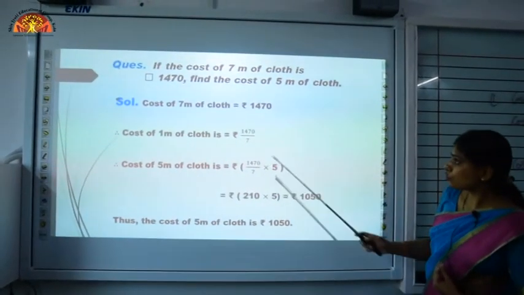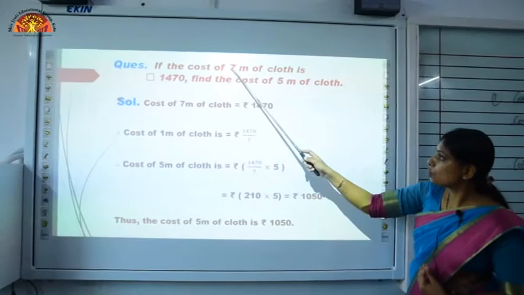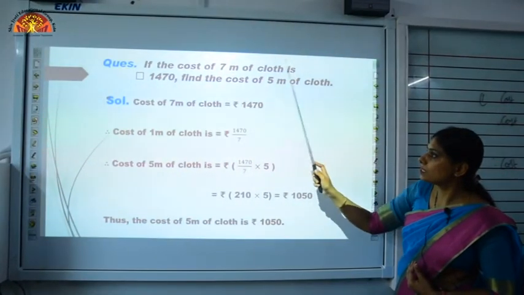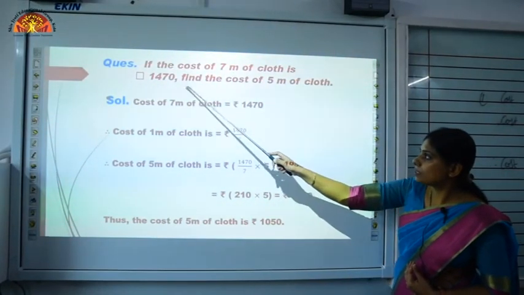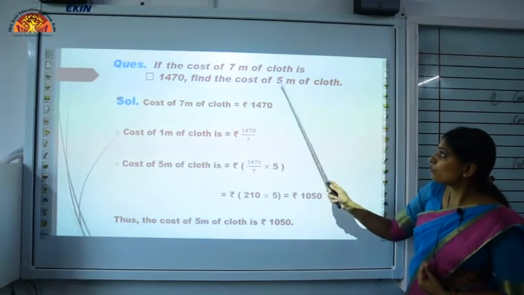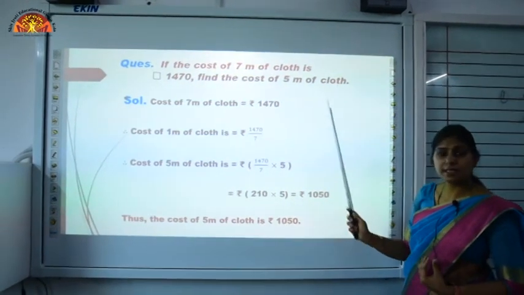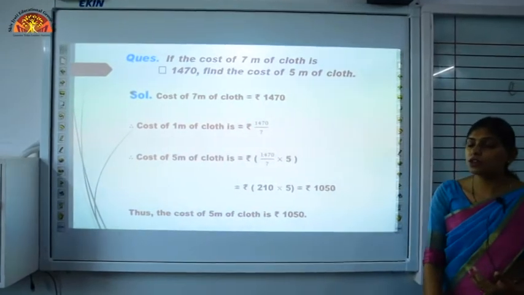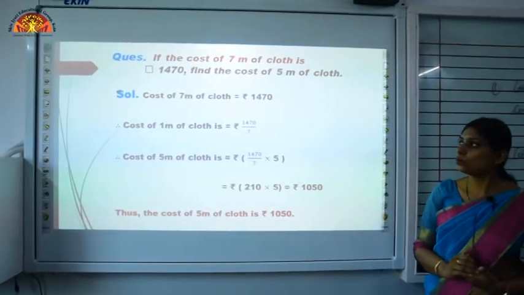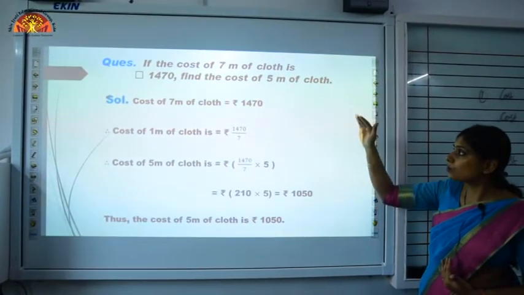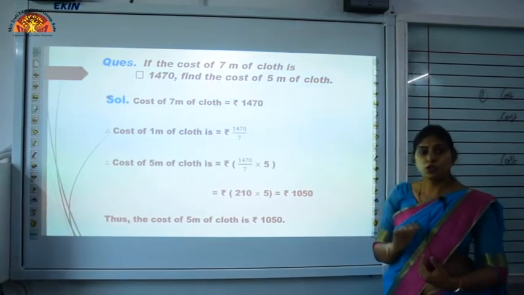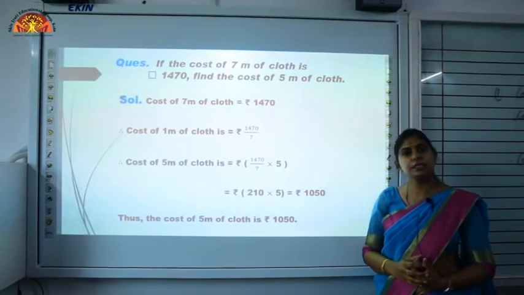Now see the next question, children. If the cost of 7 meter of cloth is ₹1470, find the cost of 5 meter of cloth. Again the same thing is there, that is the cost of 7 meter of cloth has been given to you and you have to find the cost of 5 meter of cloth. तो हम यहाँ पे क्या अप्लाई करेंगे, that is we will apply the unitary method.